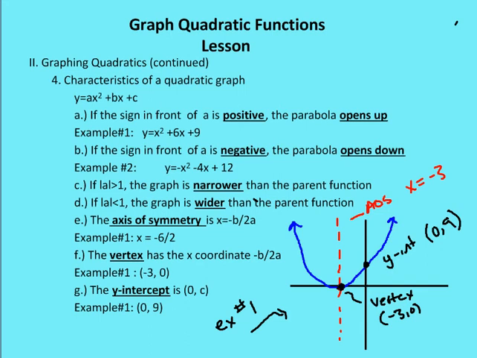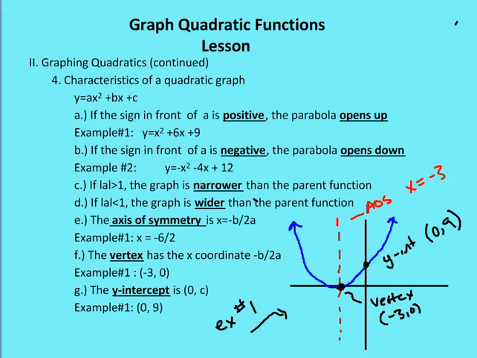So if a is greater than 1, then the graph becomes closer to the axis of symmetry. If the absolute value of a is less than 1, the graph is wider, so the sides move further away from the axis of symmetry. Now, very important, I can figure out the axis of symmetry because that equation is x is equal to negative b over 2a.